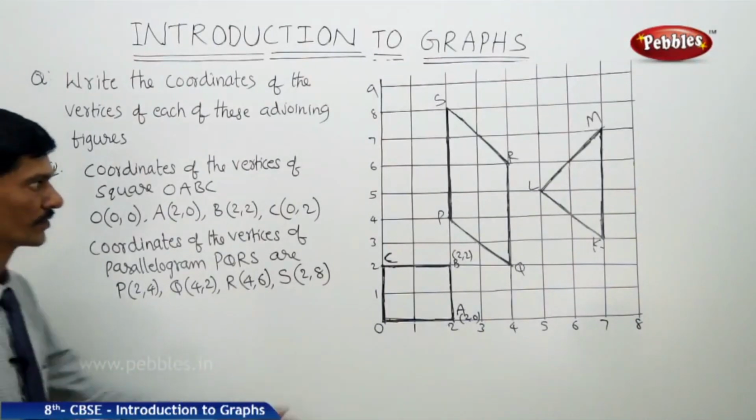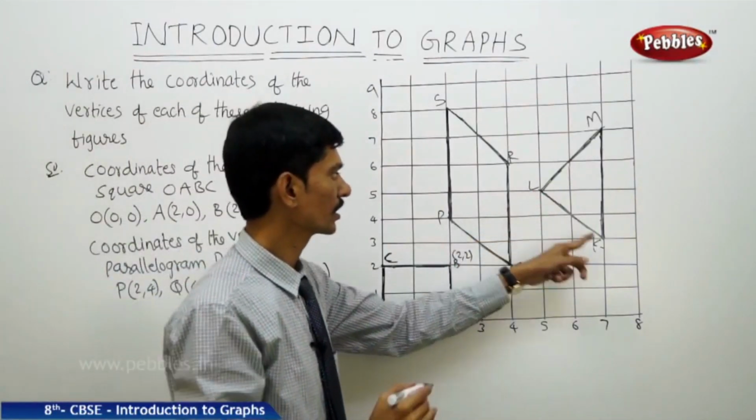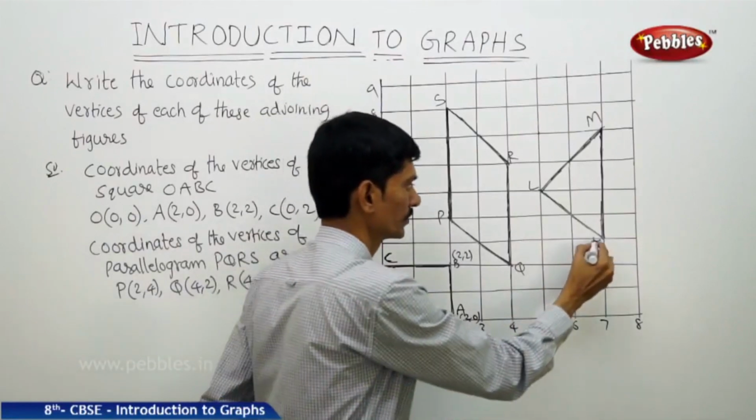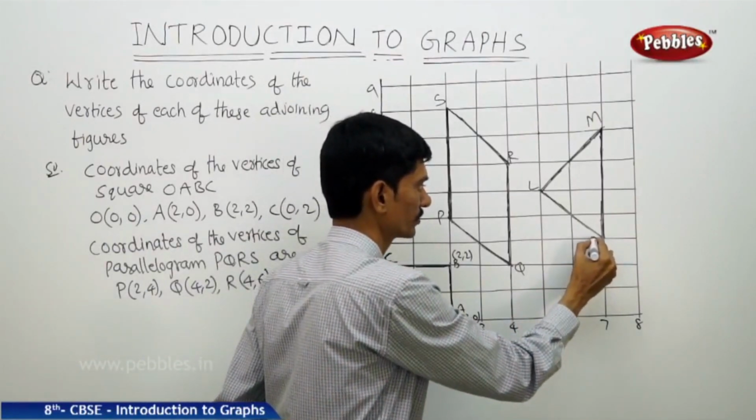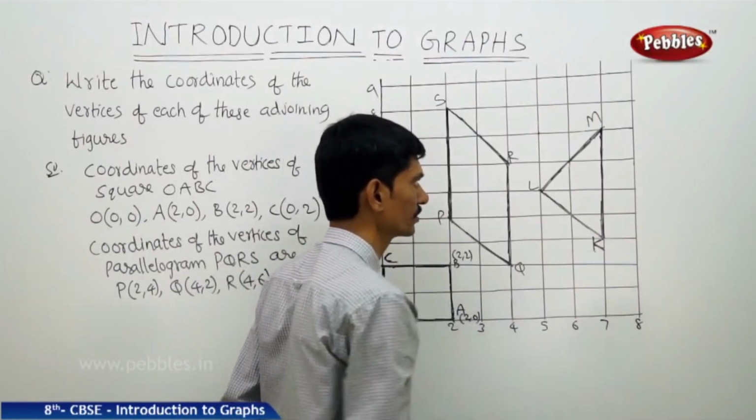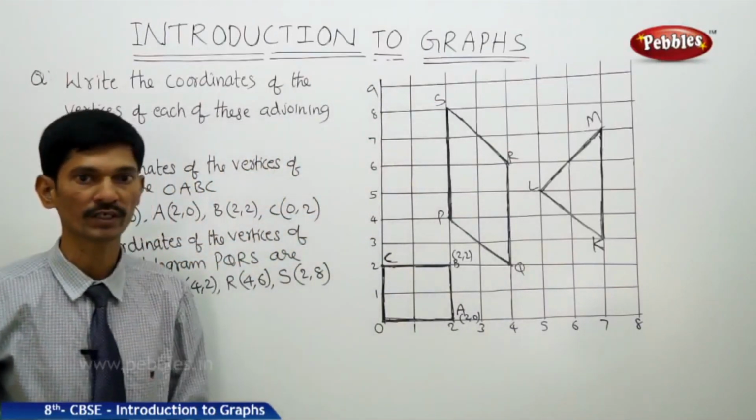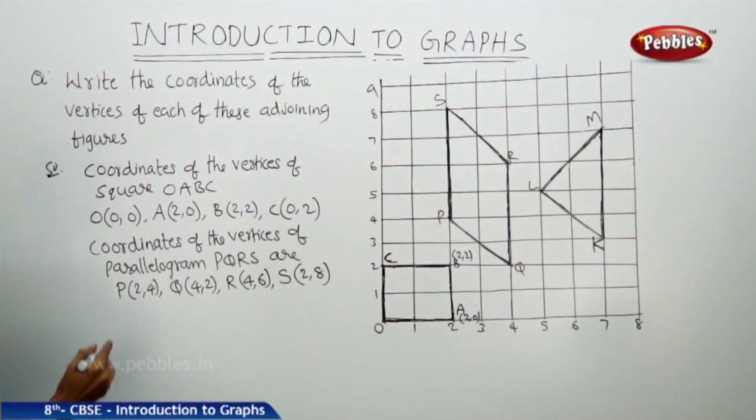Next figure. Now it is a triangle KLM. Now we have to find the vertices of the triangle KLM, meaning we have to find the coordinates of each vertex of the triangle KLM.